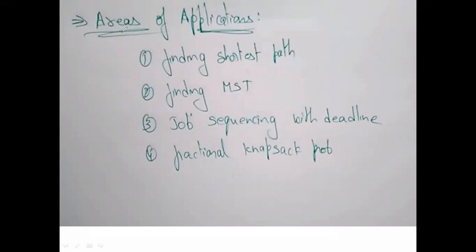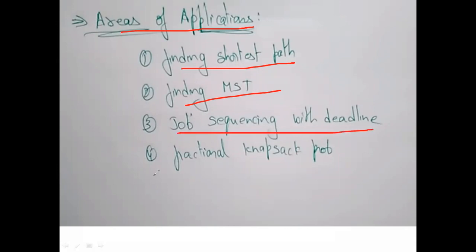What are the applications of greedy? Finding the shortest path from source to destination, and finding the minimum spanning tree, that is finding the minimum cost from one source to all the other nodes, and job sequencing with deadline, and the fractional knapsack problem. Okay, you know what the knapsack problem is? Knapsack problem means it is a bag. You have to fill the material within the bag.